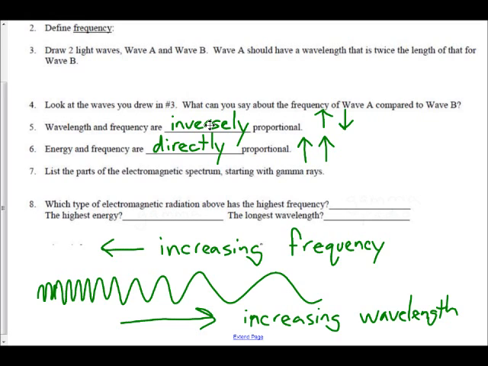So when they ask which type of electromagnetic radiation has the highest frequency, you would pick gamma, because it's all the way to the left. It's the highest frequency there is. Now, because frequency and energy are related, highest frequency would also mean highest energy. So it's gamma again. The longest wavelength, as you can see down here, is definitely radio.